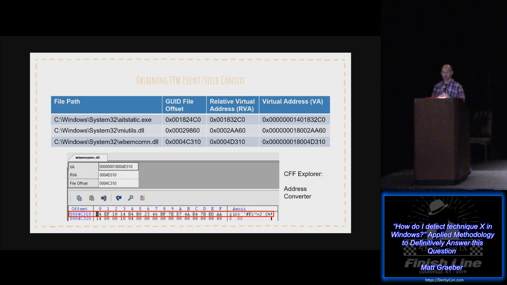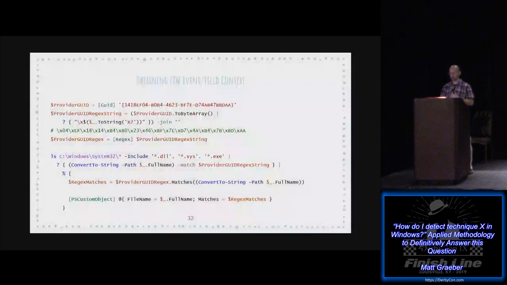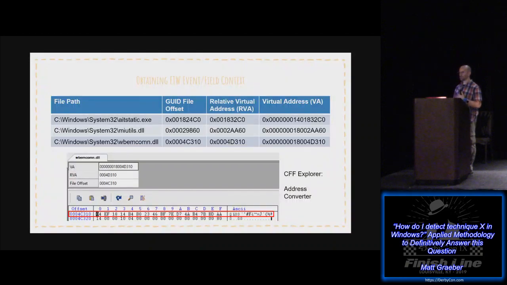Here I'm just forming a binary regex to look for the corresponding WMI activity ETW provider. And here's what I came up with. I only found these 3 DLLs. AIT static is not relevant; that's related to telemetry. MI utils wasn't super relevant. I forget what it was for. But WBEM COM-N looked like the absolutely relevant component here that I wanted to dig into.